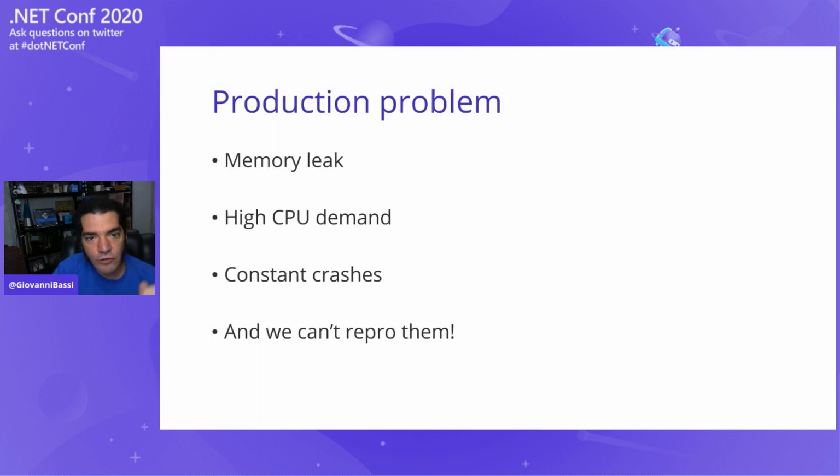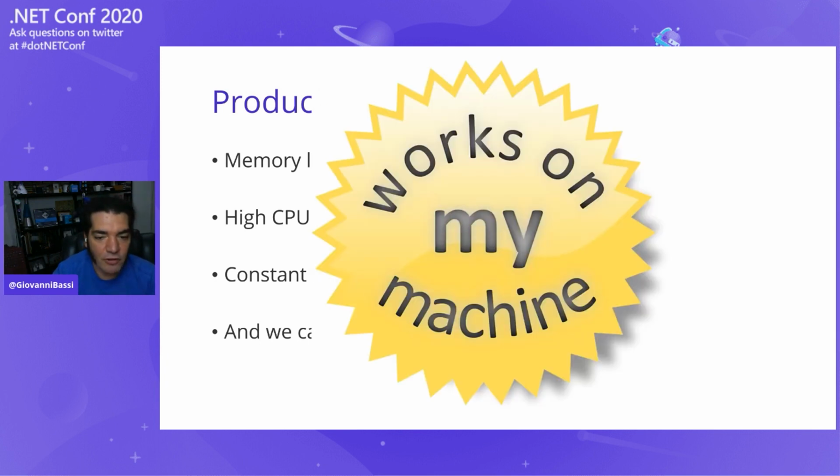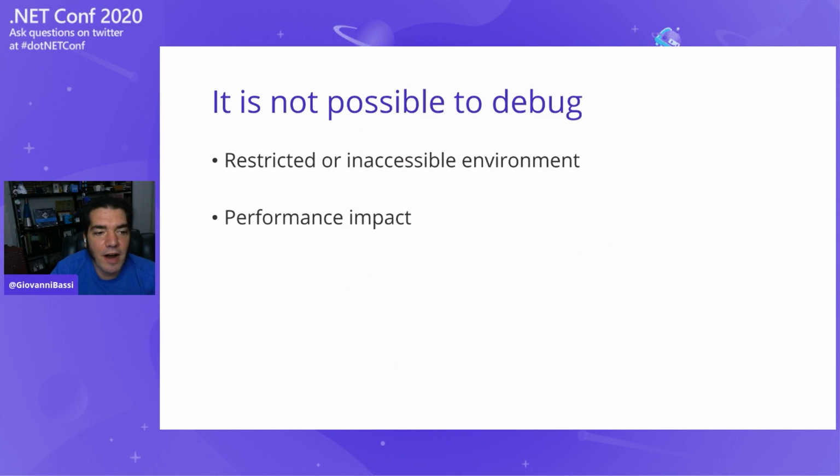Imagine you have a production problem, right? Your application is failing somehow and you are not sure why. You might have a memory leak, a high CPU demand, or crashes which you cannot reproduce. So what do you do? You cannot debug them, and when you run this application on your machine, it works. The environment is restricted or inaccessible, or maybe you do have access, but it's going to impact the performance and the application cannot be impacted that way.